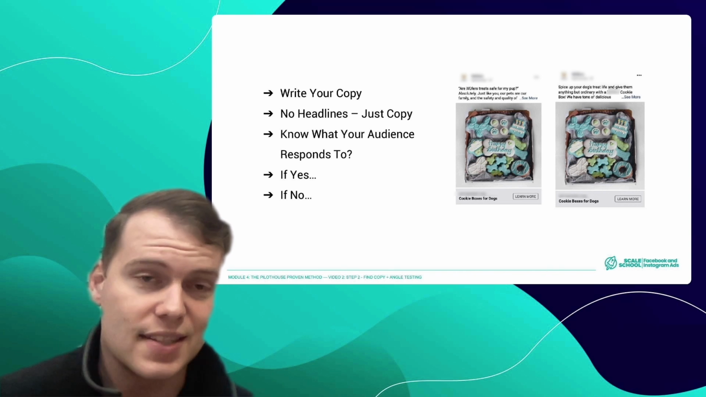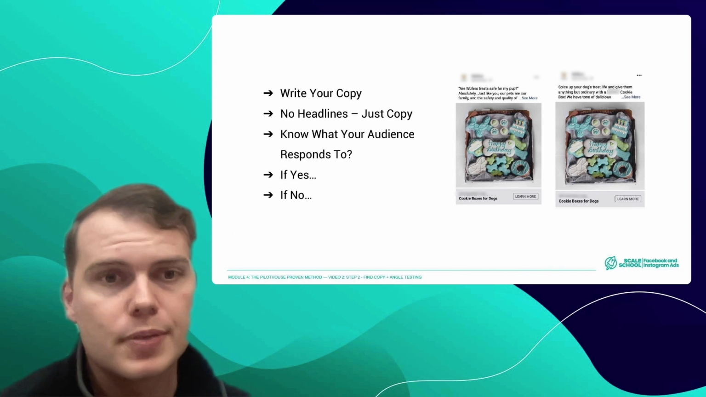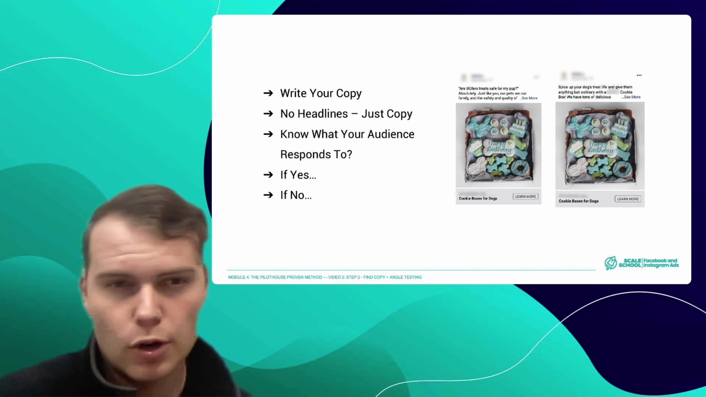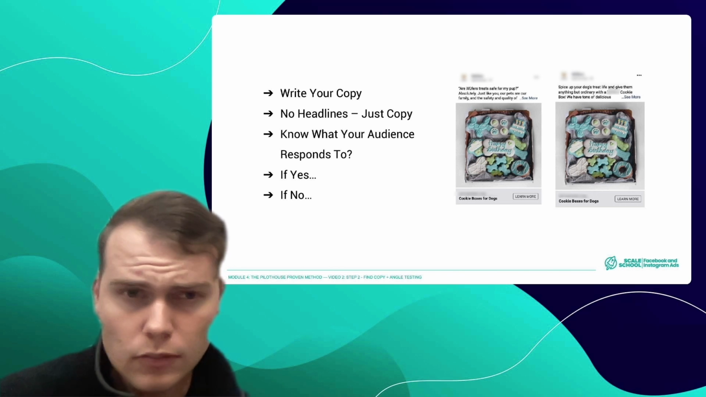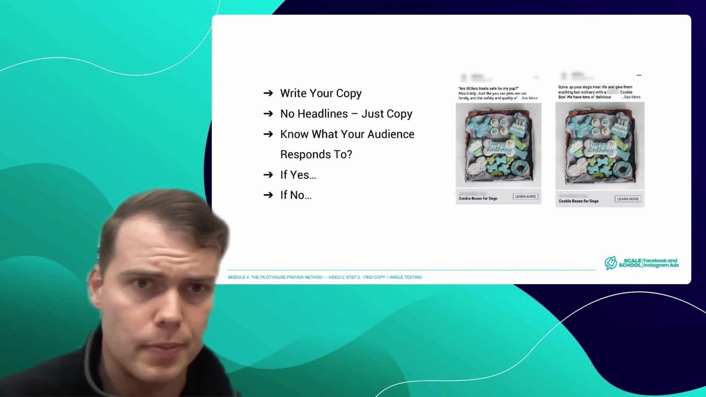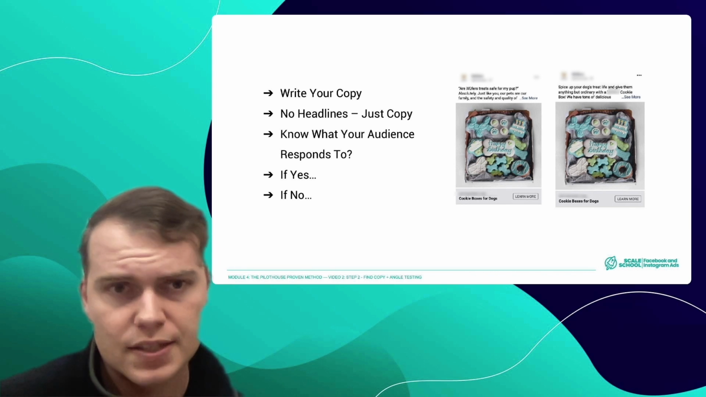With that said, if you're in that position of knowing what your audience responds to and wanting to go a bit deeper, and you want to do emoji testing through all of your copy, the consideration there is you want to keep it the same in that case.